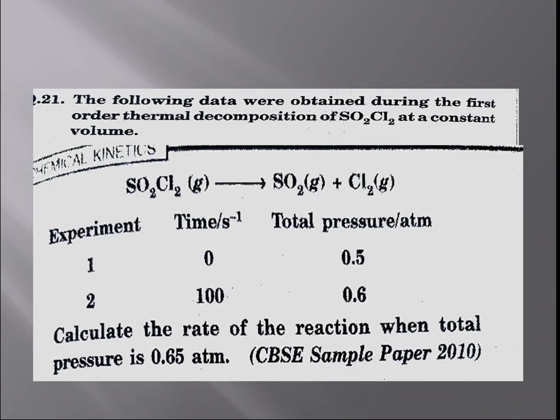By putting the value of Pi, Pt and t, we can calculate the rate constant. So in this manner we can calculate the rate constant of a gaseous first order reaction. Now, some NCERT problems based on this concept, the integrated rate equation for gaseous first order reaction.